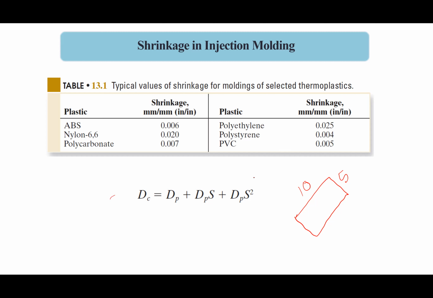So there are some guidelines, and there is a second order formula for determining the size of the cavity when you have the product dimension. For example, if the length equals 10 millimeter, then Dp will be 10 millimeter, and Dc will be the cavity size, and S is the shrinkage constant. For ABS it is 0.006, which is very small. Polycarbonate is also very small.